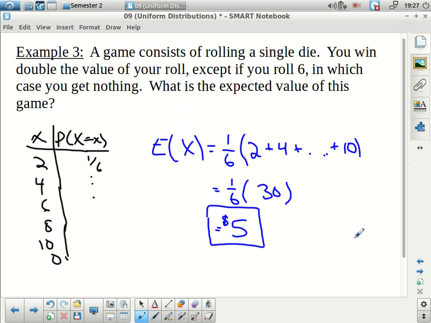Now something I'd like you to do for a moment here. Again, this ties into part C on your assignment. What do you think would be a reasonable price to charge for this game? The expected value is $5. That's the average amount you can win. So what should you maybe charge for this? Maybe pause the video for a moment and have a little discussion in class. I'll share what I think, but it's certainly up for debate a little bit here.